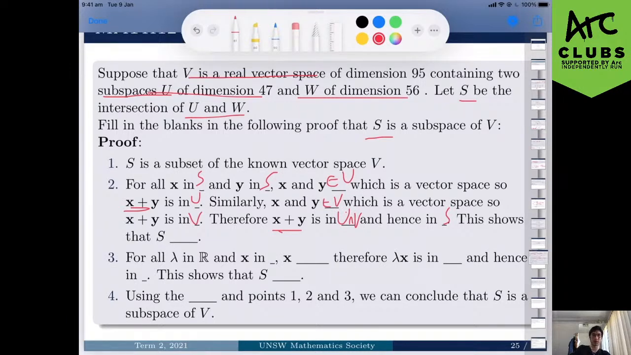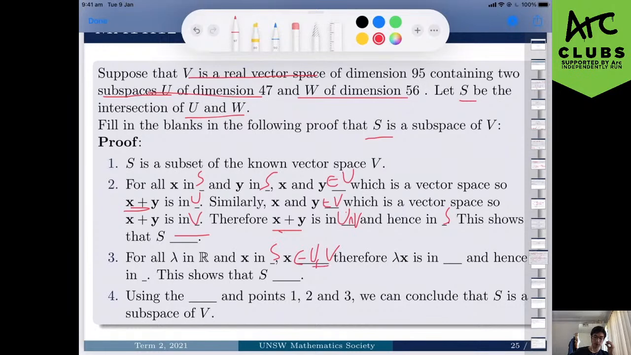In the actual question, there were drop-down boxes, because this was on Maple TA. But this shows that S is closed under vector addition. And similarly, it's pretty much the same thing. For all x in S, x is in U and V. That's not good notation, but it's in both. And therefore x is in U and V.